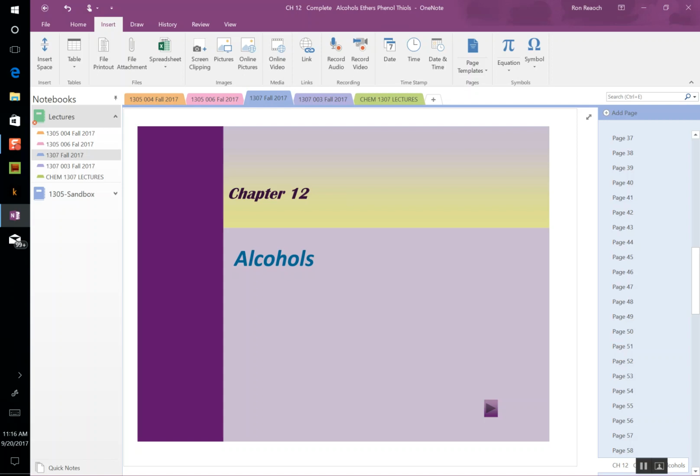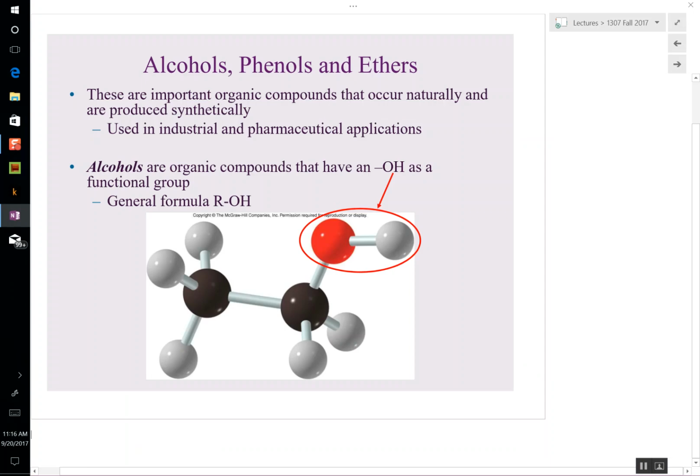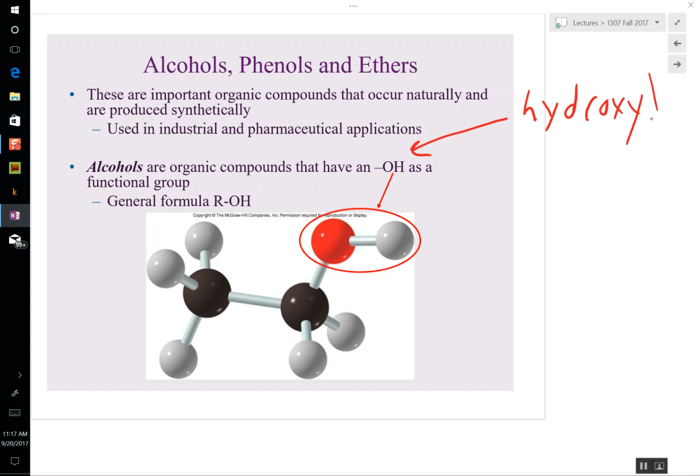Alcohols. What are alcohols? Alcohols have an OH group on them, a hydroxyl. All right? So far, we've pretty much concentrated on carbon and hydrogen with an occasional halogen. We're introducing a third element, oxygen. And you're going to see how versatile this element is.